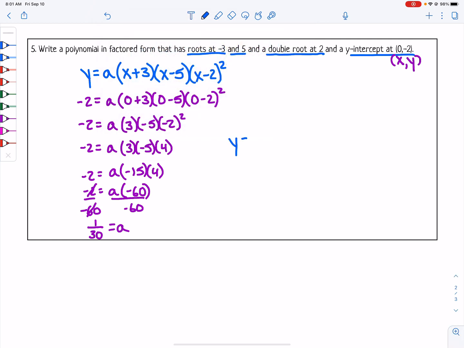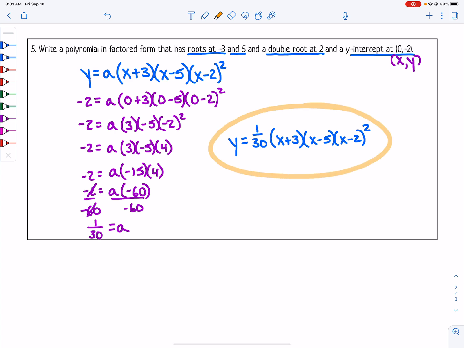What you have to do next is just rewrite the function with that a value. Don't forget this step. Then write out your factors again, because they just told you to put it in factored form. You don't have to multiply any of that together. That is your answer. And that's it for practice quiz 6.